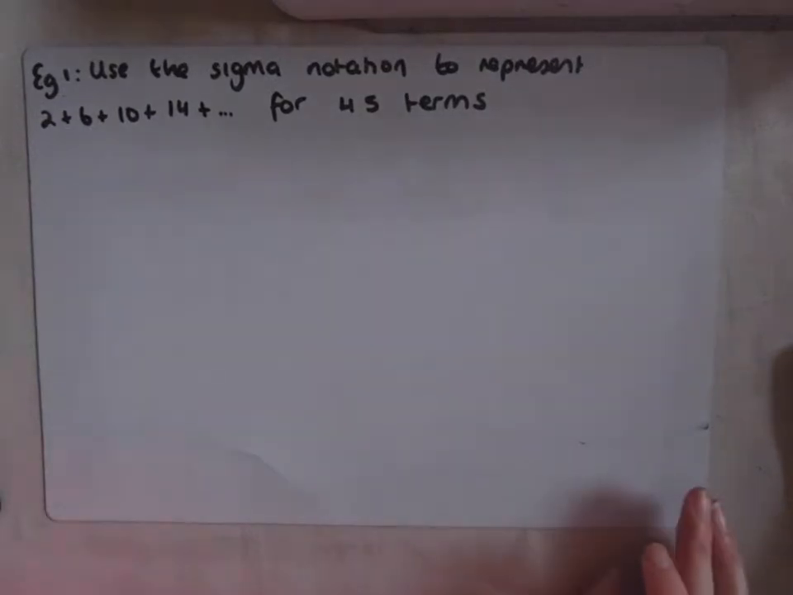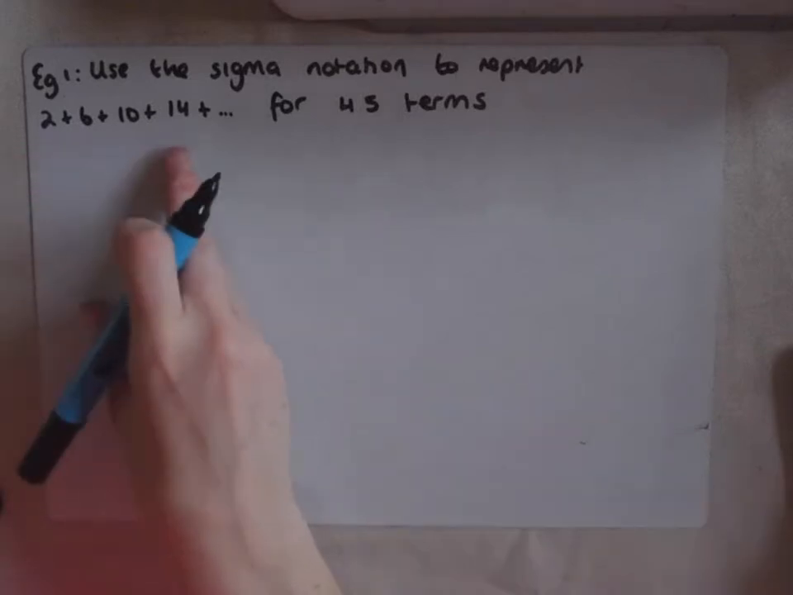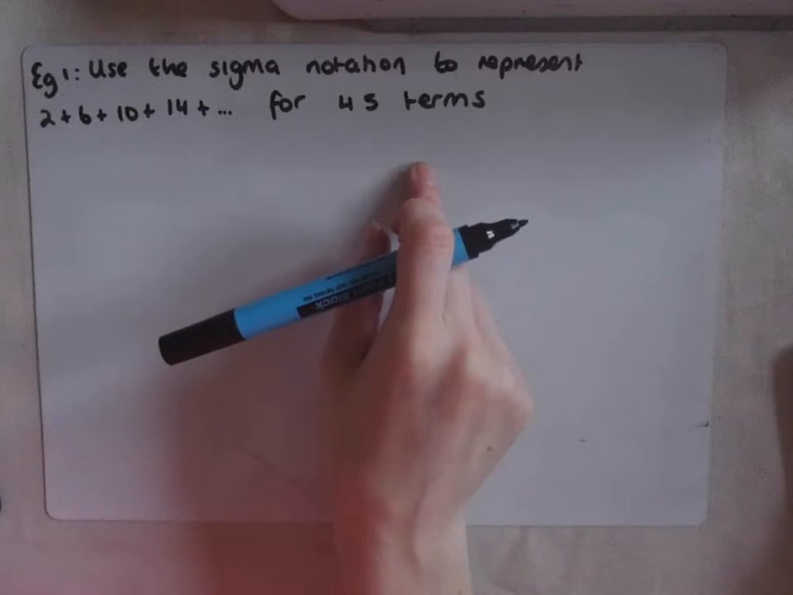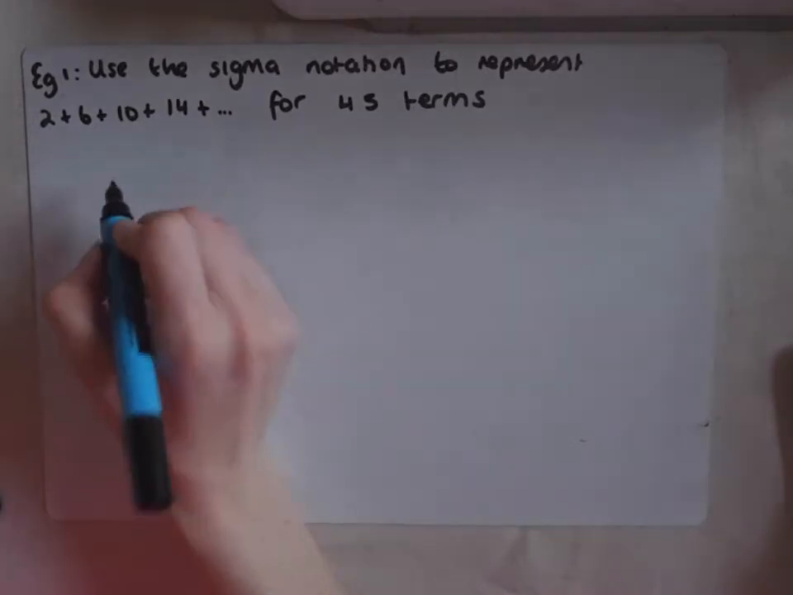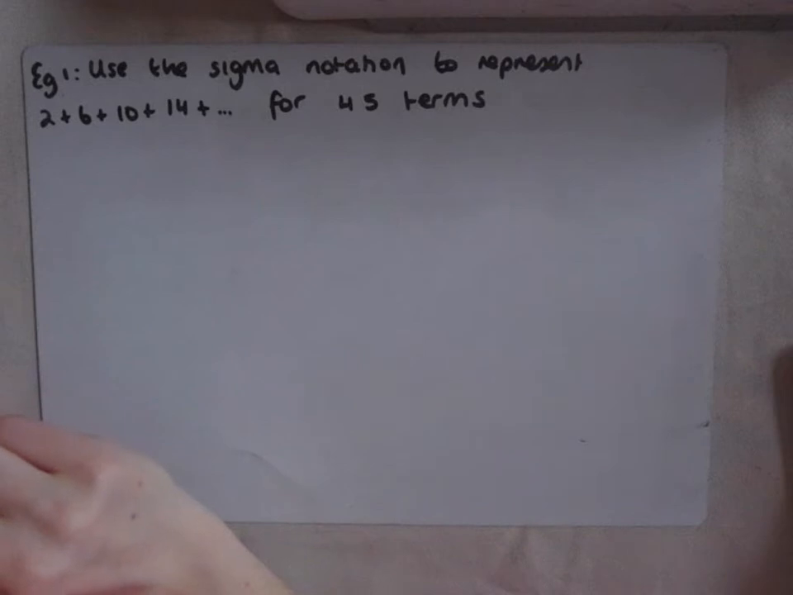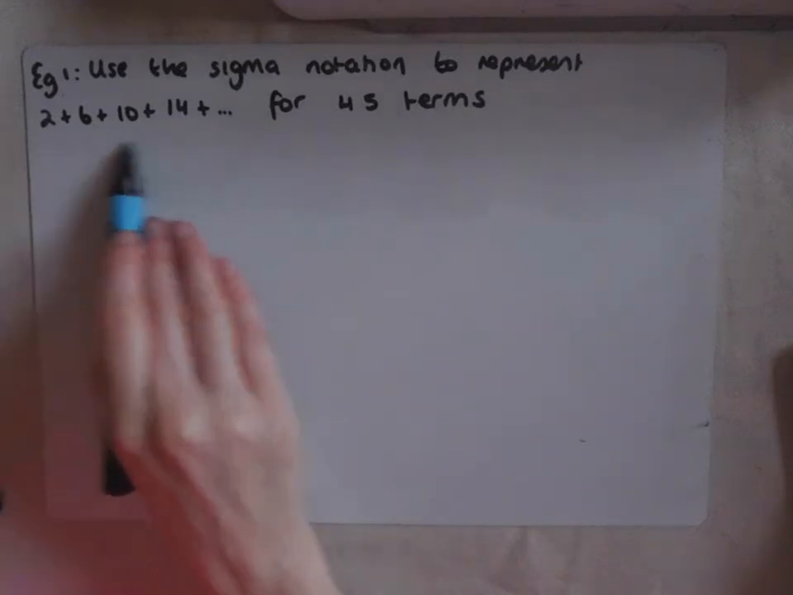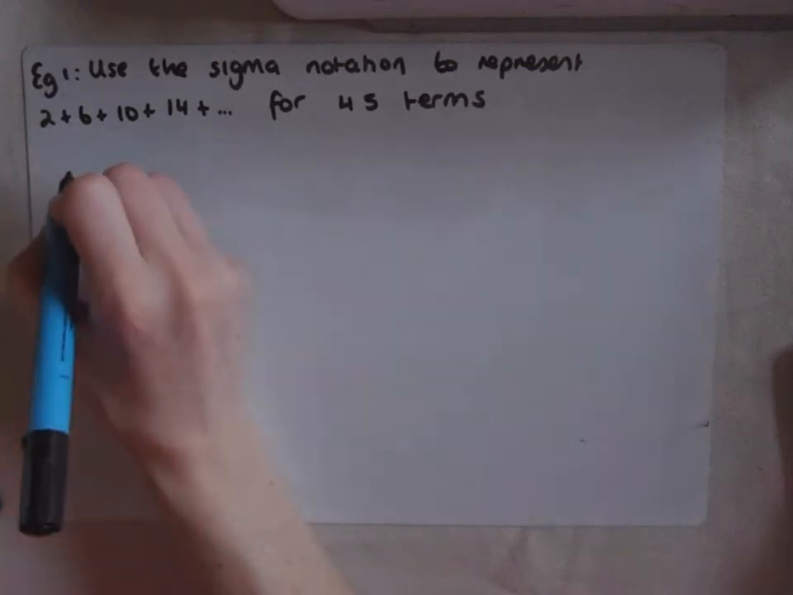Okay, use the sigma notation to represent this series for 45 terms. Okay, so for sigma I need the sum of, and then I need T r. So really I need to find out what my general term is for this series. Okay, so I'm looking for Tn.